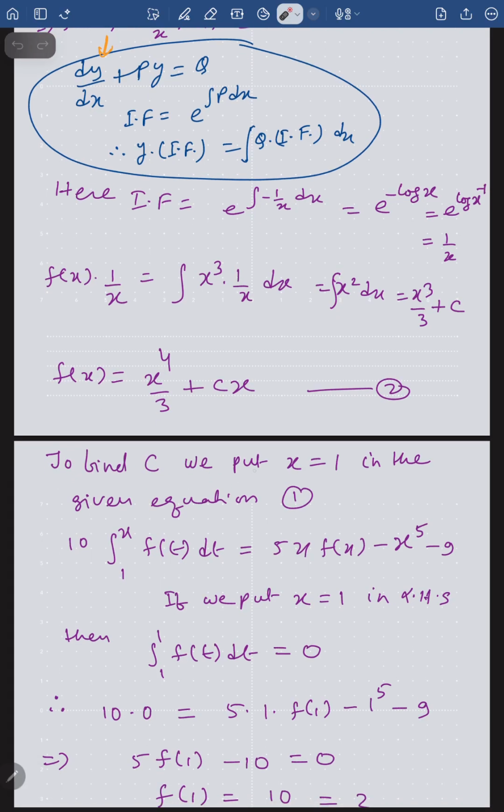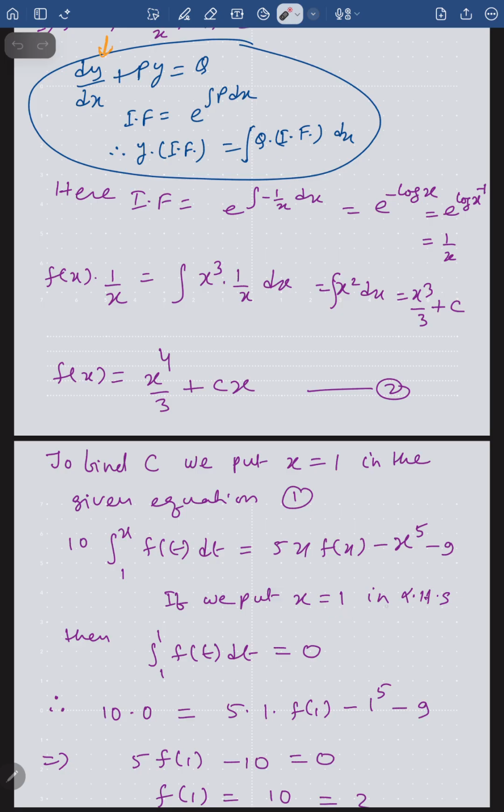To find c, we put x equal to 1 in the given equation 1. Given equation 1 means the given expression in the question: 10 into the integral of f(t) dt from 1 to x equal to 5x into f(x) minus x raised to the 5 minus 9. Here we put x equal to 1 because our interval is given as x greater than or equal to 1 up to infinity.